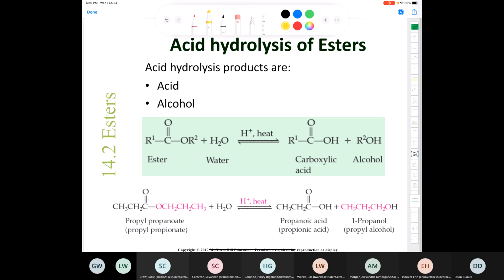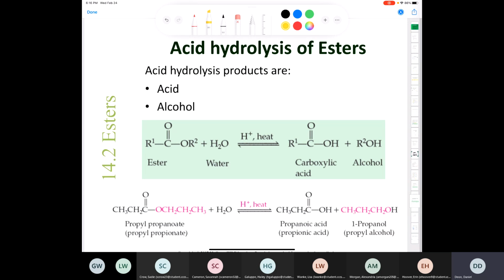Here is the reaction that shows the acid hydrolysis of an ester. You take an ester and you put it in water, you heat it up with acid, you produce the carboxylic acid and an alcohol. Why? What's going to happen? Watch carefully. You see how there's a carbon-oxygen double bond and there's a carbon-oxygen single bond? Well, a carbon-oxygen single bond is weaker than a double bond. Therefore, that's the bond that's going to get broken.